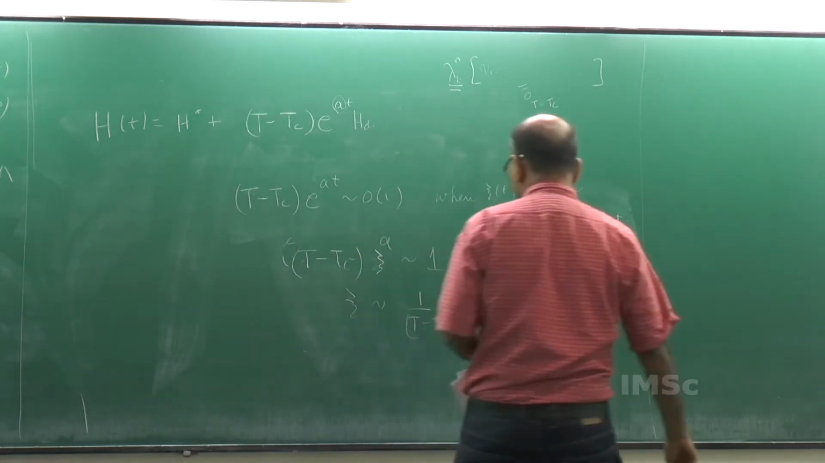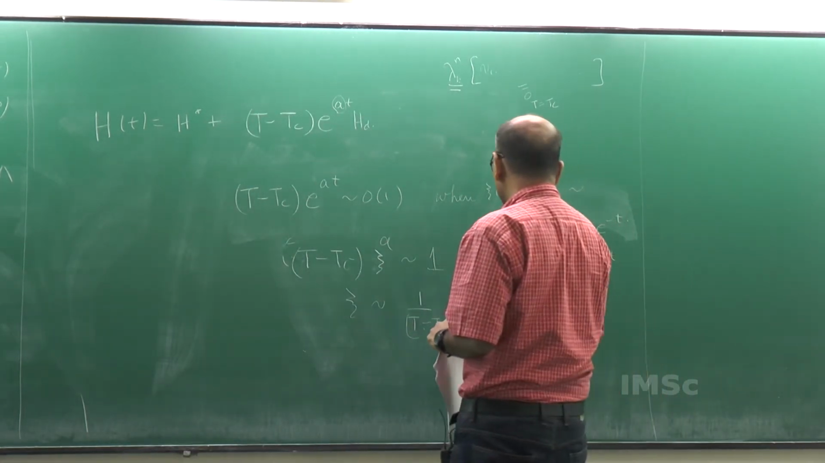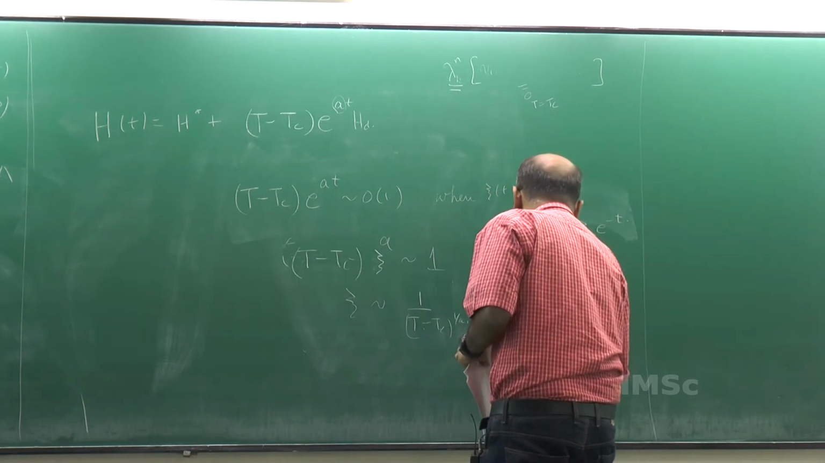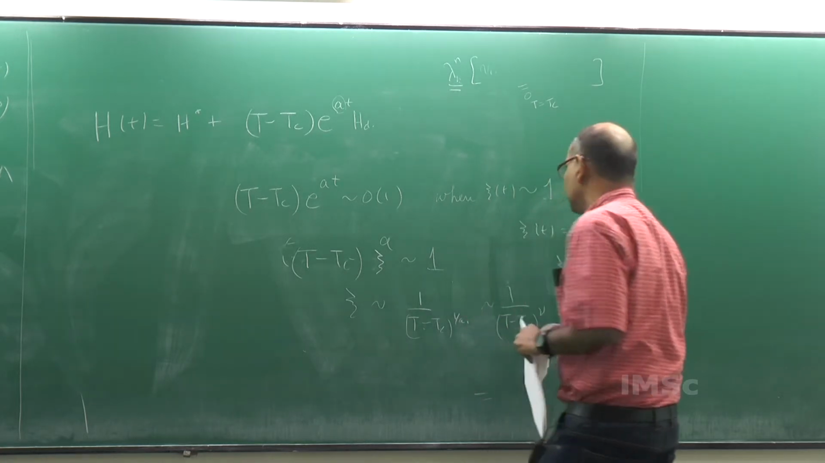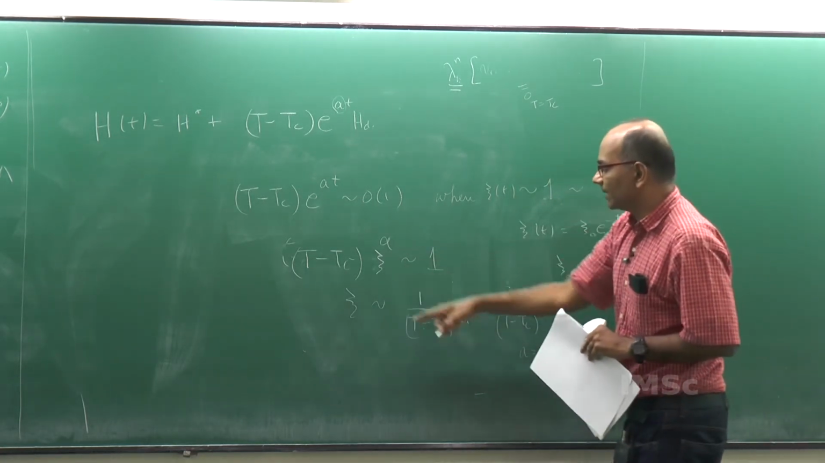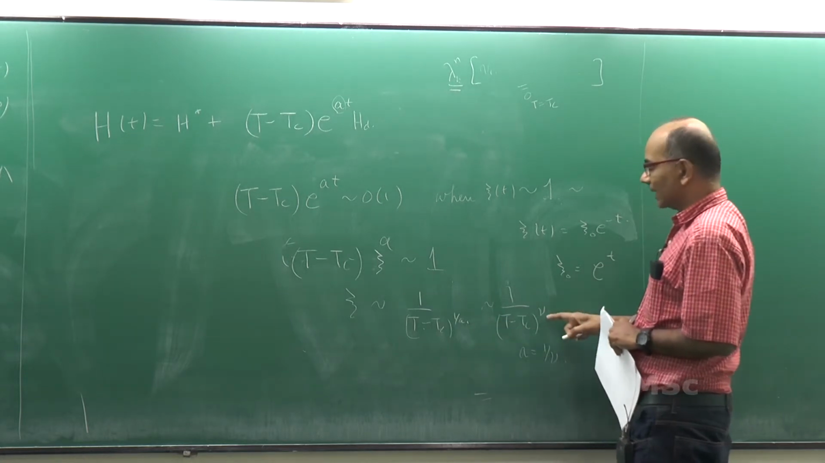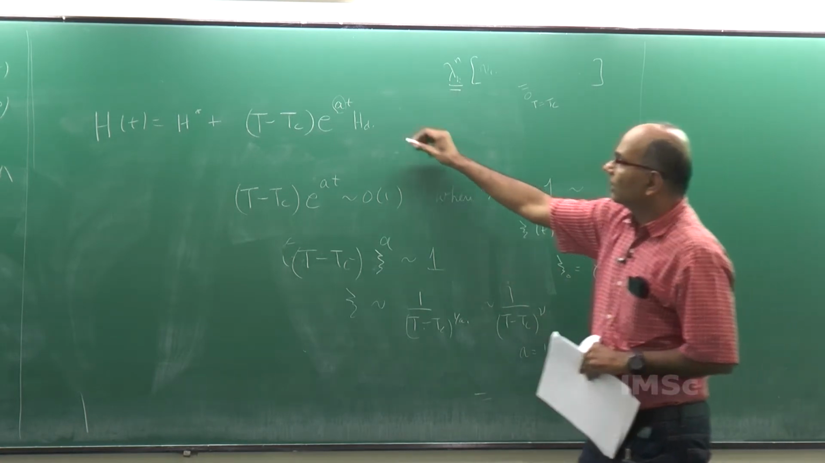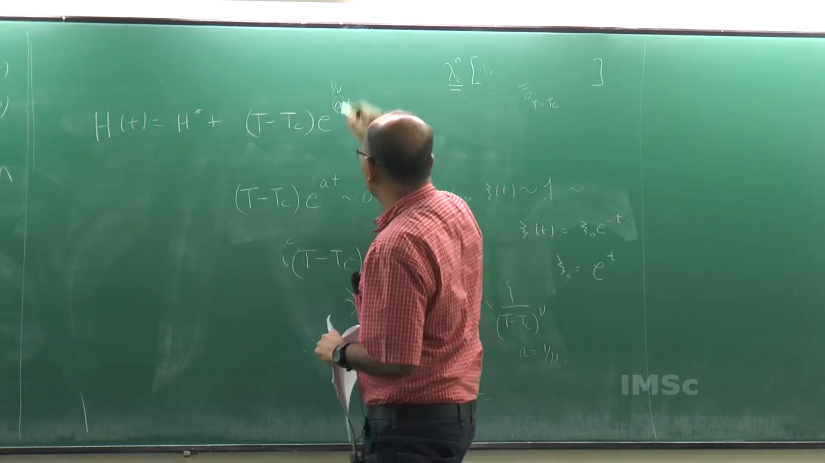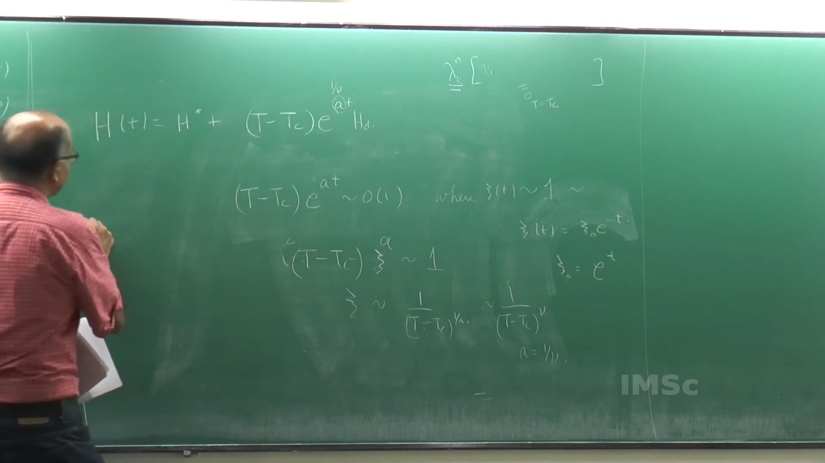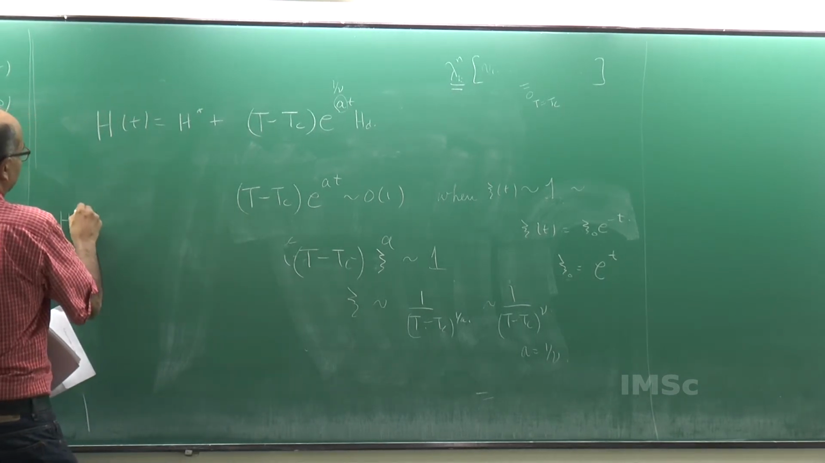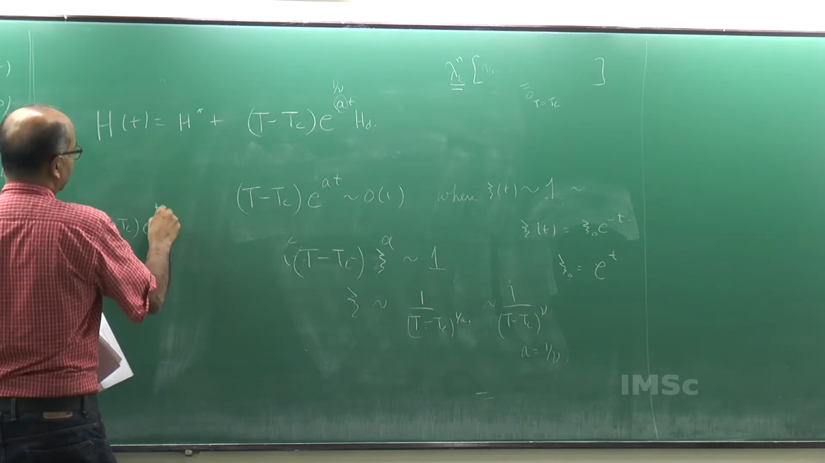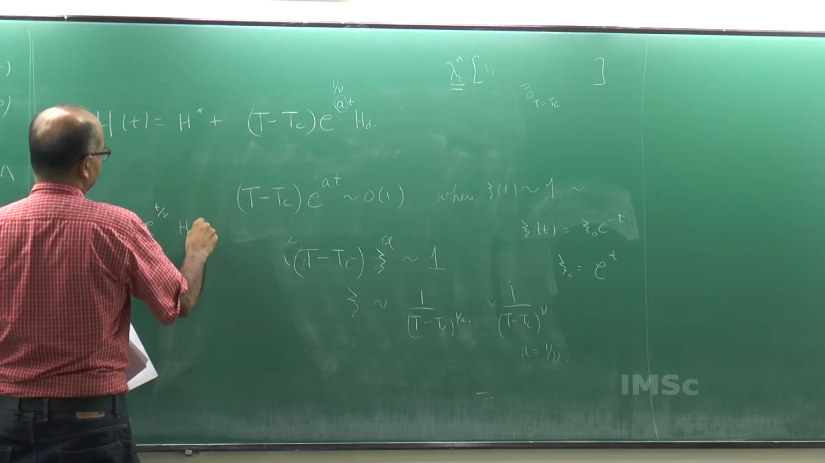But we know that this has to go as 1 over t minus tc to the power of nu. So basically a is 1 over nu. This follows from this, but this result we already know. That's the definition of the exponent nu. So this a must be 1 over nu. So your behavior is h star plus t minus tc e to the power of t over nu times h(t).